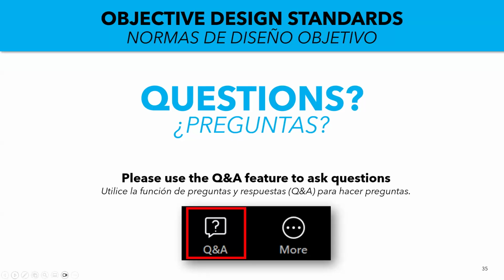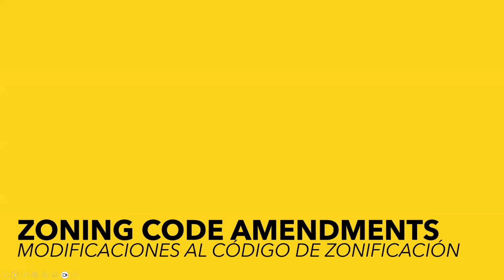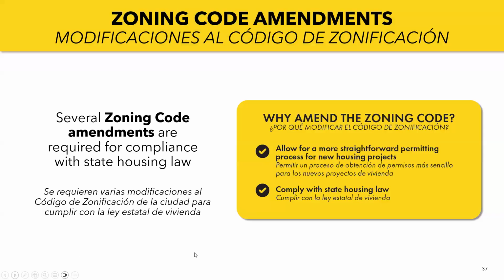All right. So the last bucket is the zoning code amendments. Zoning code amendments are simply that. They're amendments or updates to the city zoning code. And in this case, the city is making a variety of updates, mainly in order to comply with state law. So on the next slide, we show you a list of some, not all of them, but some of the zoning code amendments that the city is considering here.